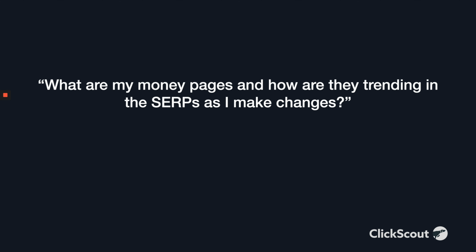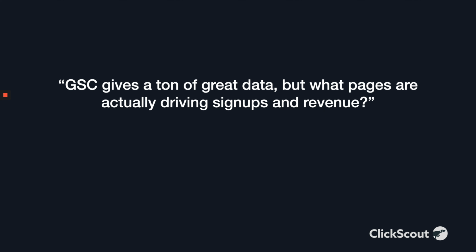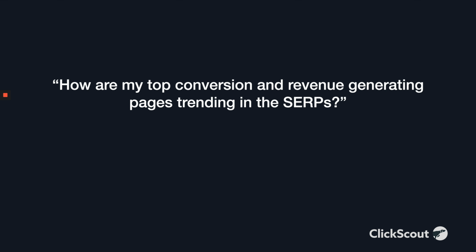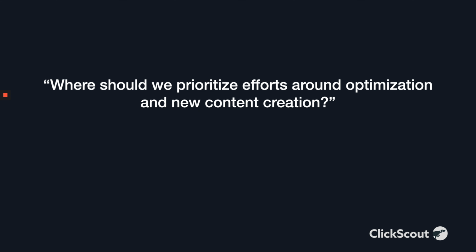As a result, we struggled to answer questions like, what are my money pages, my top revenue pages, and how are they trending in the SERPs, especially as I make changes? GSC gives me a ton of great data, but what pages are actually driving signups and revenue? How are my top conversion and revenue generating pages trending in the search engine results? And where should we even begin to prioritize around optimization and new content creation? What's working? What hasn't worked?